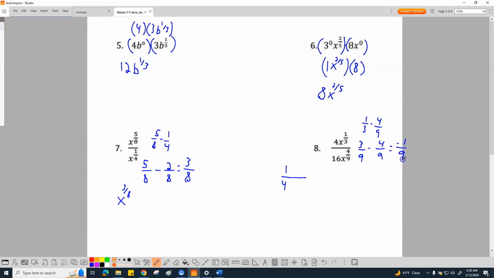Now we'll clean it up on the next one. But since it's when you're done with this process, always put it in the numerator no matter what. And then you can clean it up on the next round.